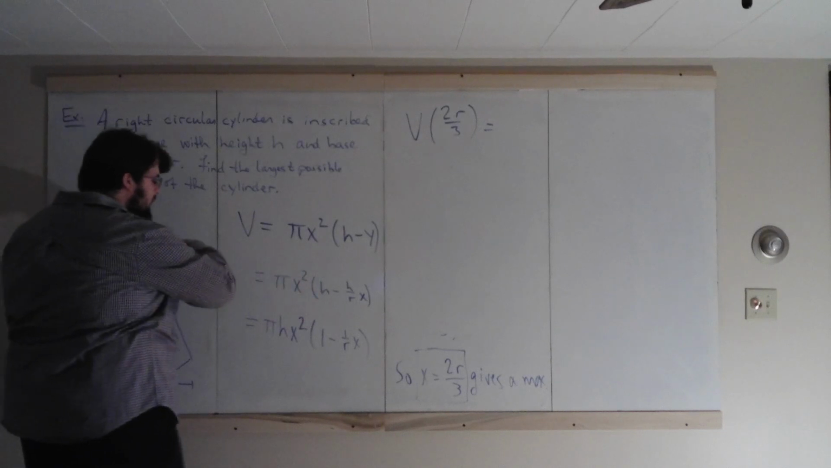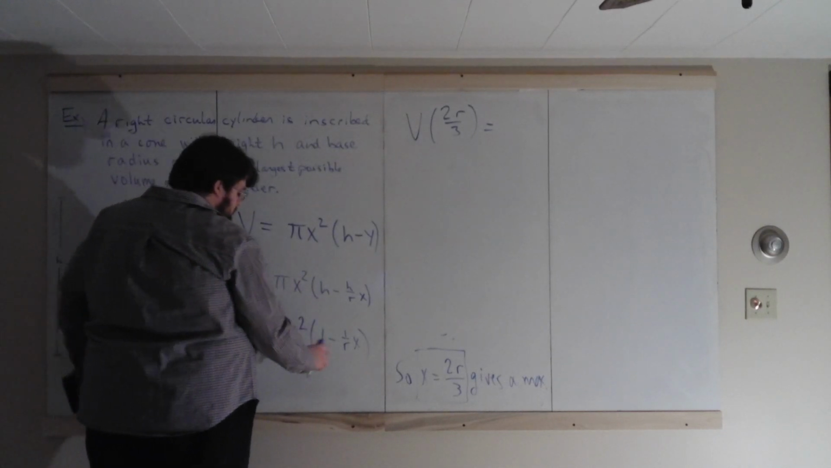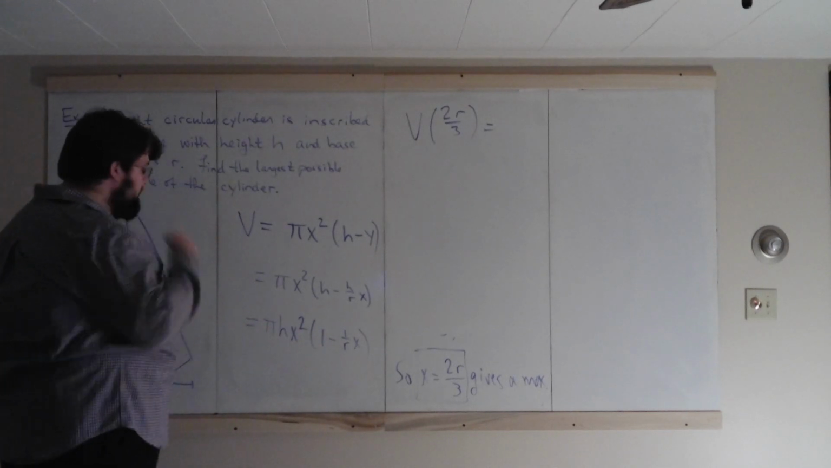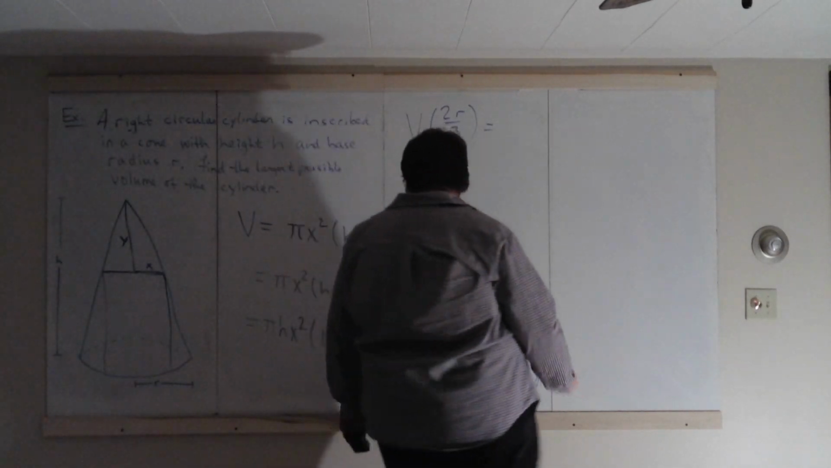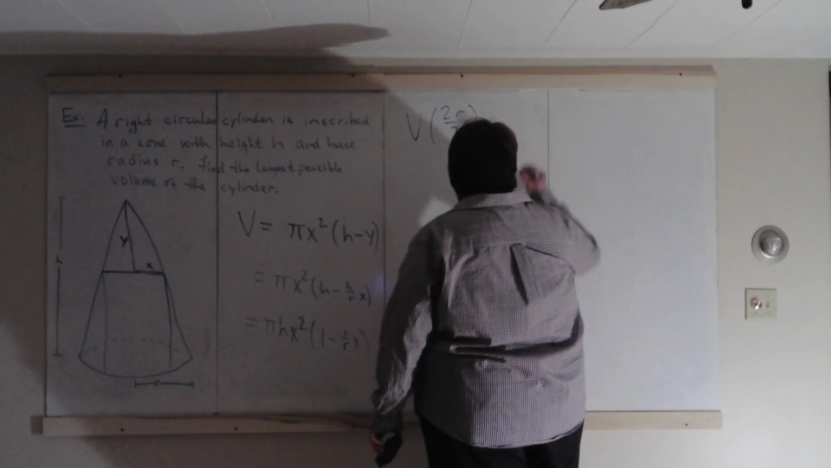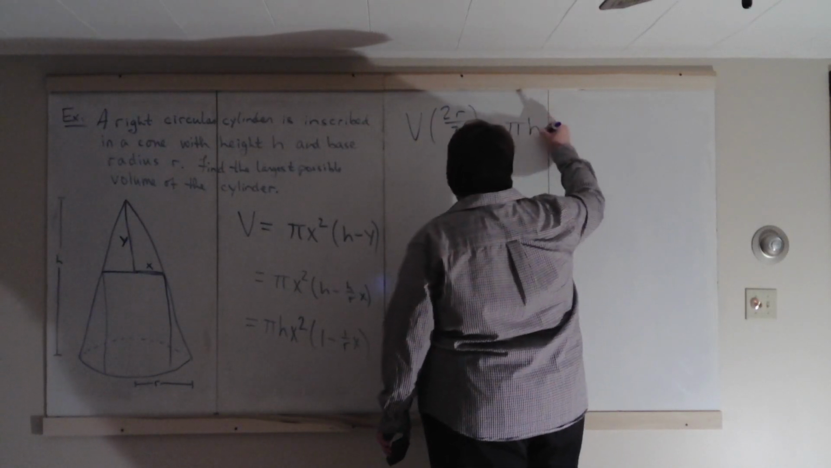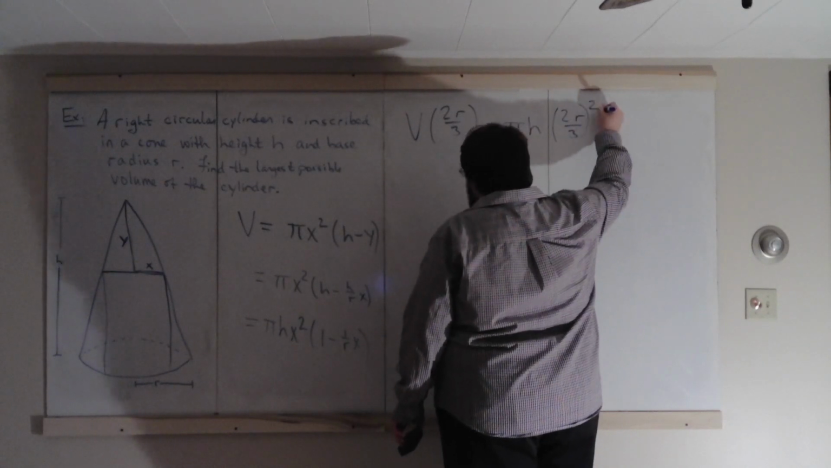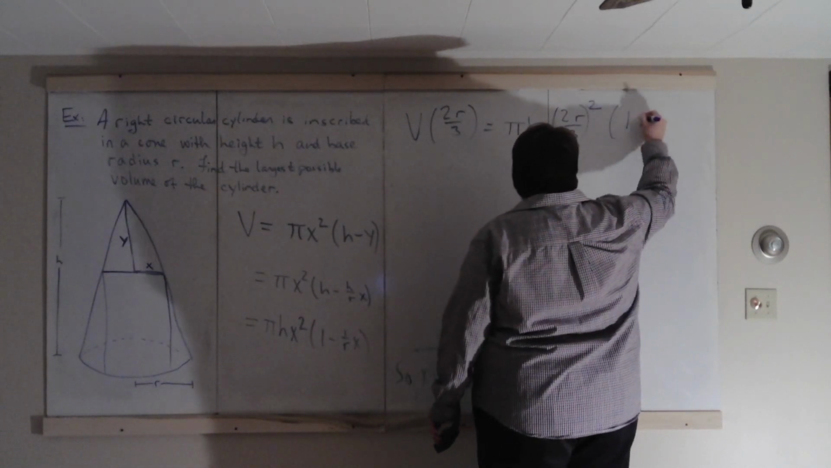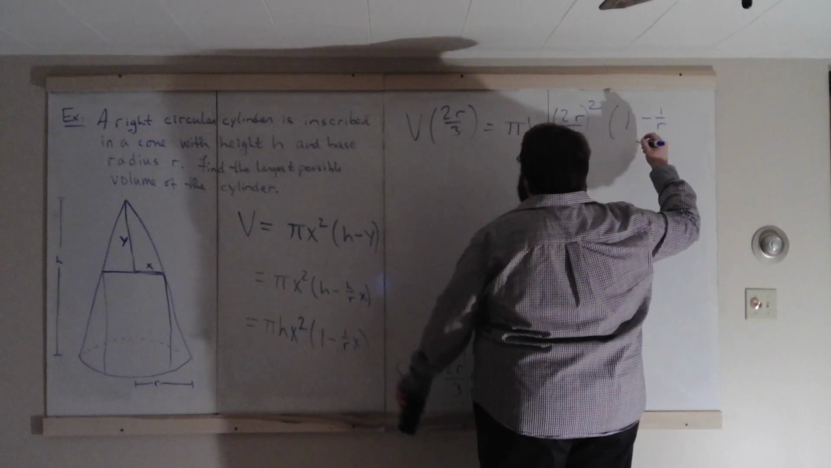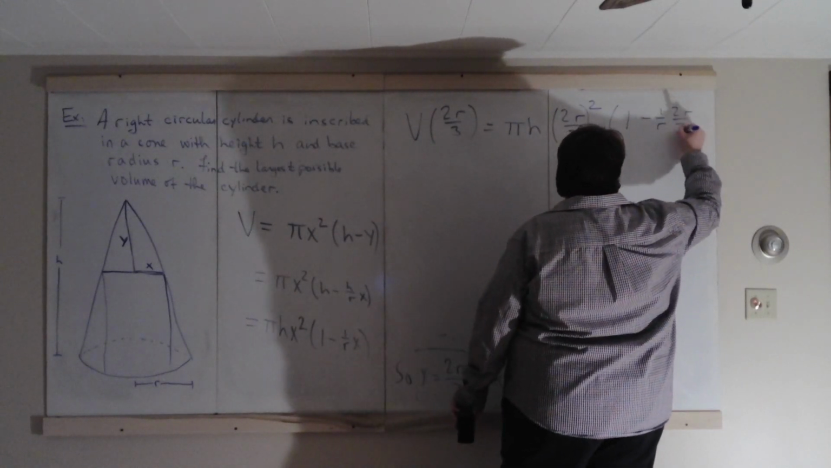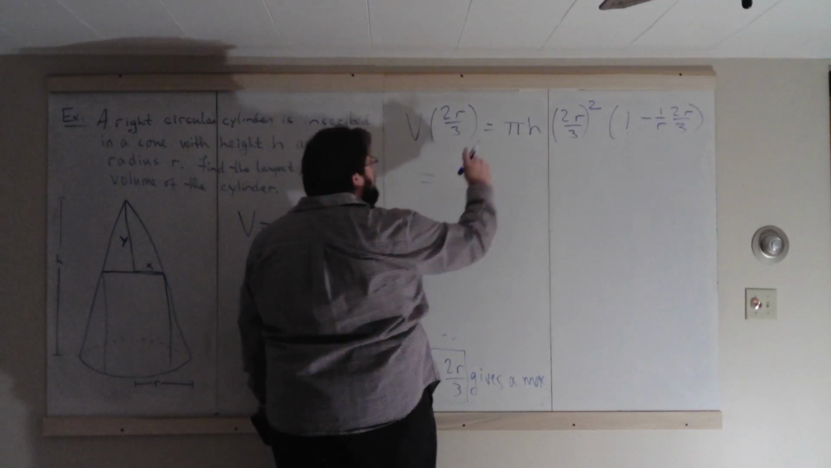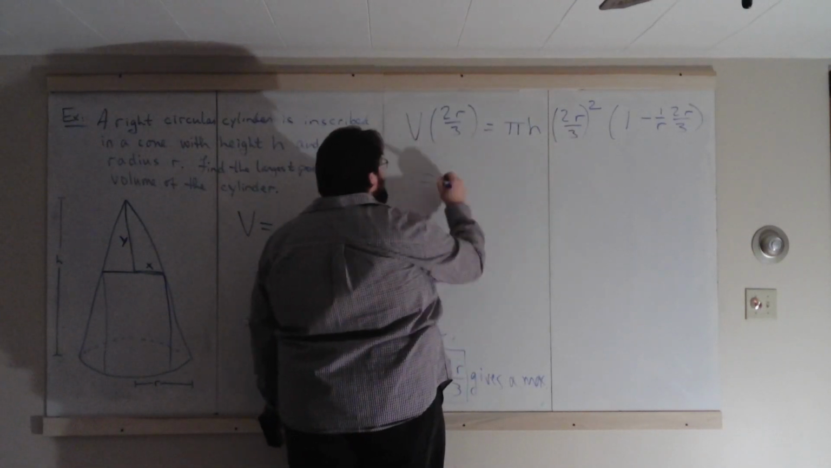So factor out an h, you're left with a 1 here, and you're left with 1 over r and an x and a negative. So the volume at 2r over 3 is pi h times 2r over 3 squared times 1 minus 1 over r times 2r over 3. So let's just simplify this. So that's 4r squared over 9.